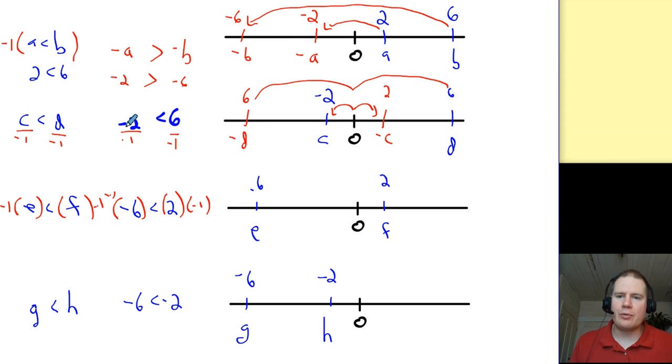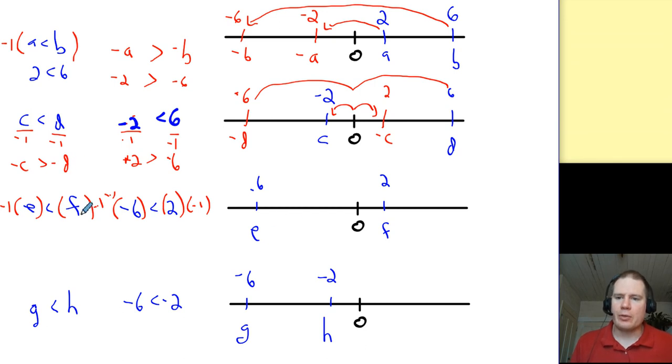The opposite of negative 2 is a positive 2. The opposite of 6 is a positive 6. Sorry, the opposite of a positive 6 is a negative 6. Negative 6 here is less than a positive 2 here. Negative 6 is less than this positive 2. The opposite of C is now more than the opposite of D.